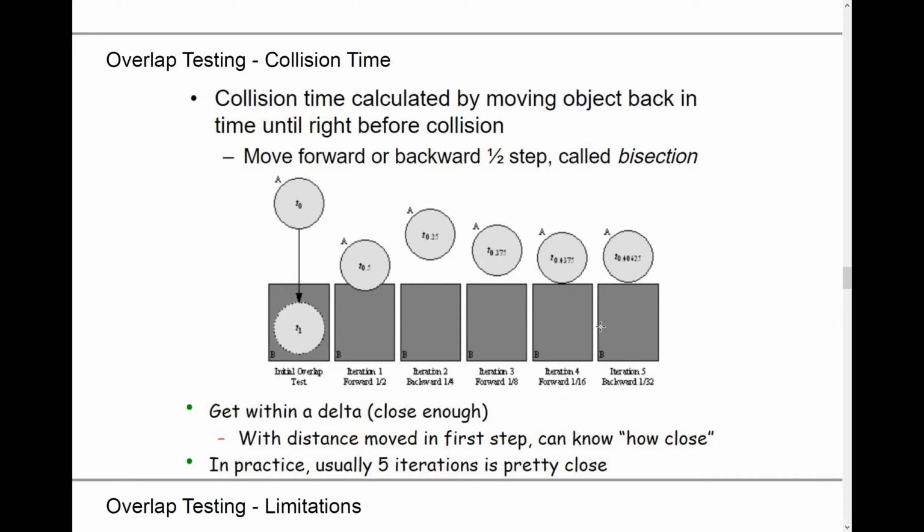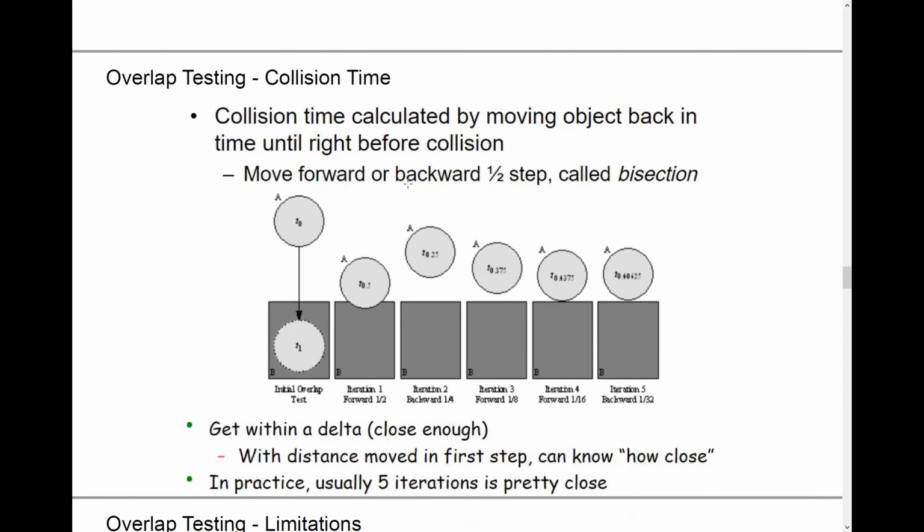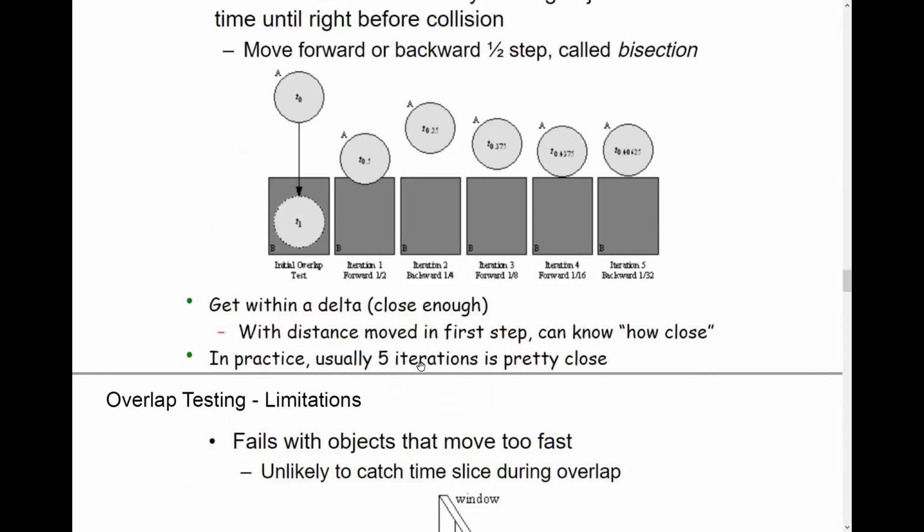In practice, this usually takes about 5 iterations. Then we can get pretty close to the point where we want to be, the point right before the collision. So this is how overlap testing works. This is how the collision is detected once it has happened using overlap testing.